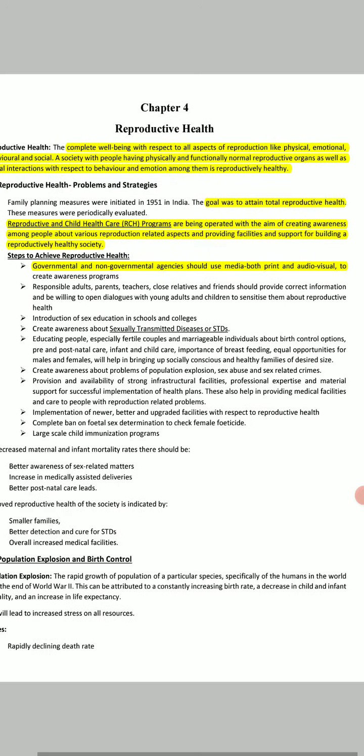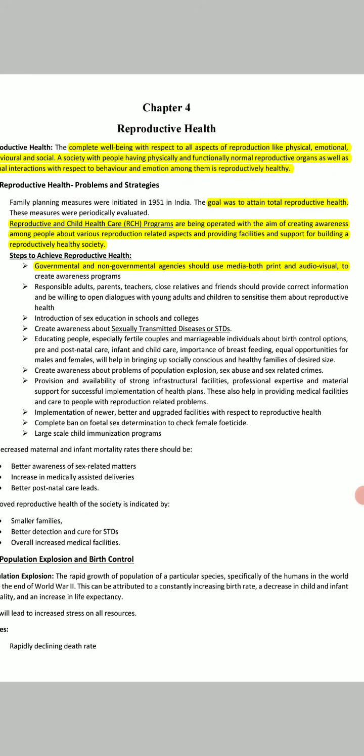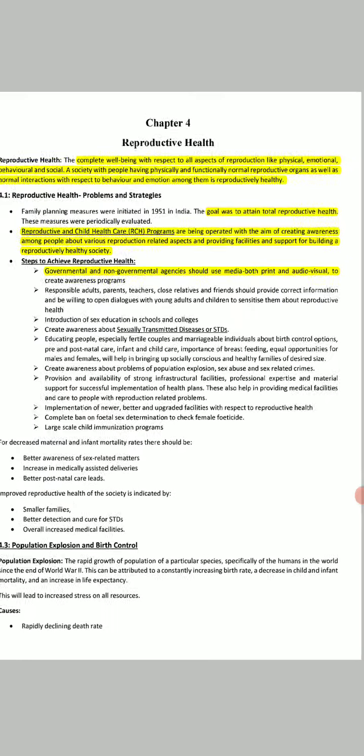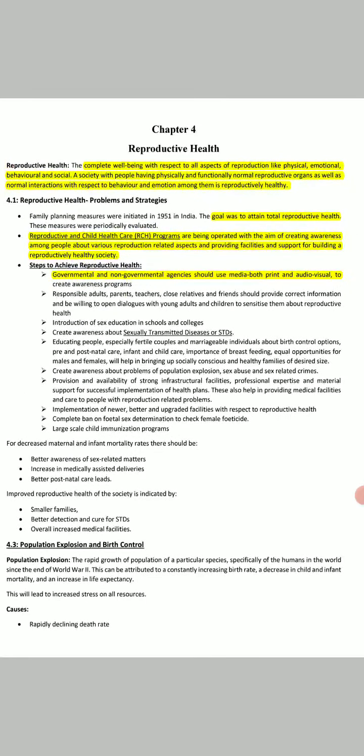The next point is that responsible adults, parents, teachers, close relatives and friends should provide the correct information and be willing to open dialogues with young adults and children to sensitize them about reproductive health. This is very important. If you are not aware about your reproductive health, there will be no meaning of these kinds of programs.